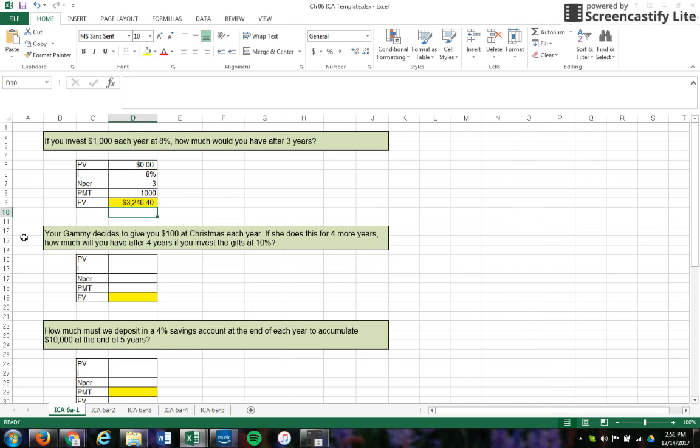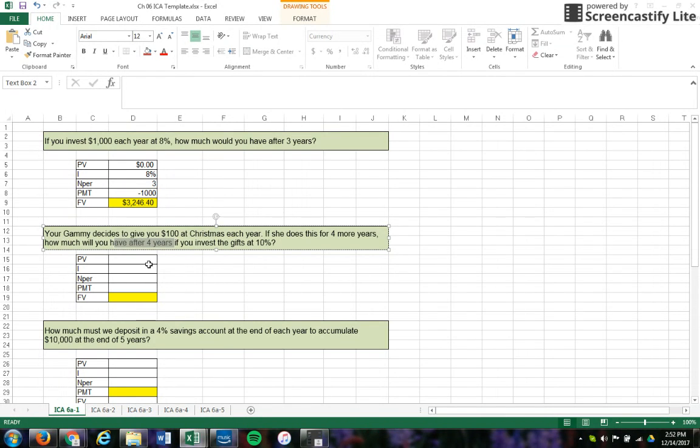Let's do the second one here. Your Gammy decides to give you $100 at Christmas each year. If she does this for 4 more years, how much will you have after 4 years if you invest the gifts at 10%? So again, we're looking for a future value. How much will you have after 4 years? That indicates some time in the future, a future value, the value at the end of the compounding periods.